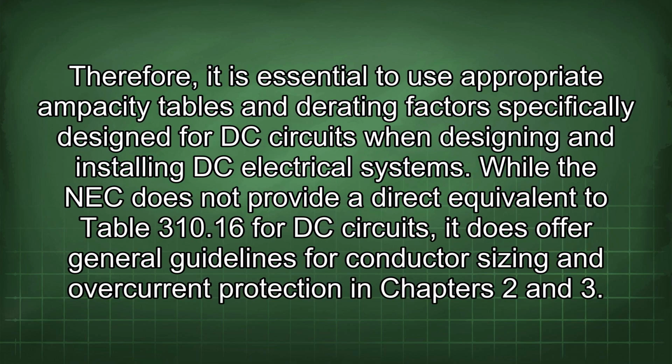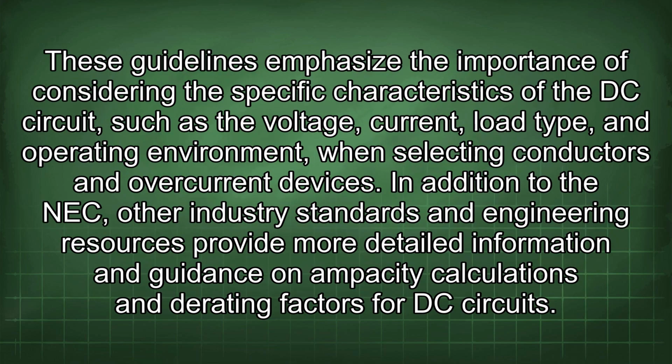Therefore, it is essential to use appropriate ampacity tables and derating factors specifically designed for DC circuits when designing and installing DC electrical systems. While the NEC does not provide a direct equivalent to Table 310.16 for DC circuits, it does offer general guidelines for conductor sizing and overcurrent protection in Chapters 2 and 3. These guidelines emphasize the importance of considering the specific characteristics of the DC circuit, such as the voltage, current, load type, and operating environment when selecting conductors and overcurrent devices.